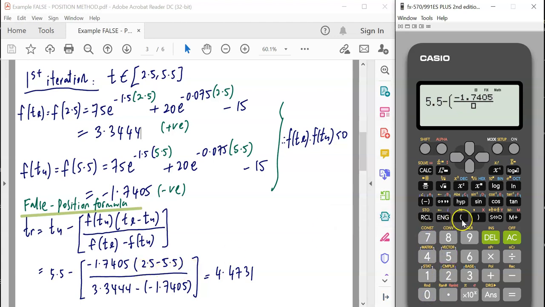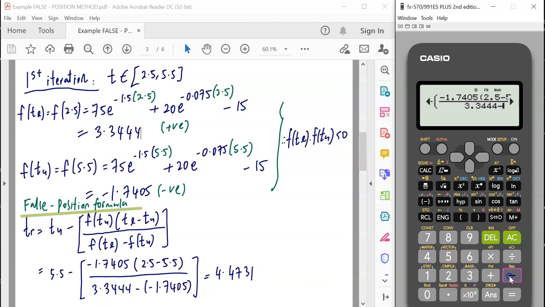So I advise you to put in bracket also. So we have 2.5 minus 5.5. Alright, so minus 5.5. And then we close our bracket. And then now we insert into our denominator value. So we have 3.3444.